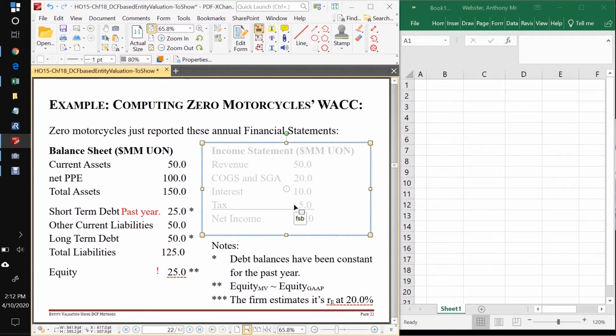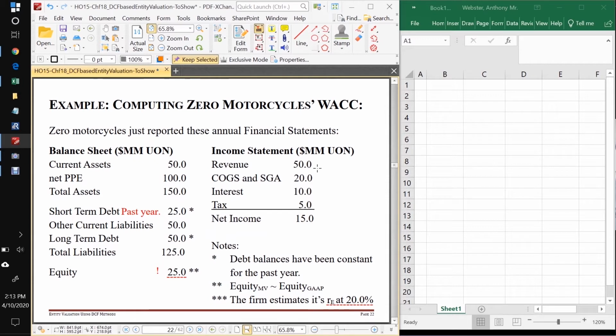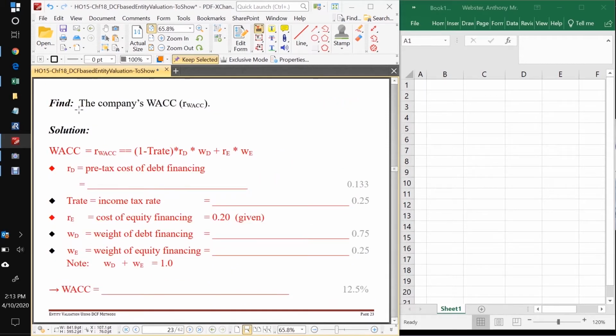Now let's look at their income statement. In the past year, they had 50 million in revenue, COGS and SG&A of 20 million, interest of 10, tax of 5, and net income of 15. Okay, good. So this is what we know about Zero Motorcycles. And what are we asked to find? The company's weighted average cost of capital.